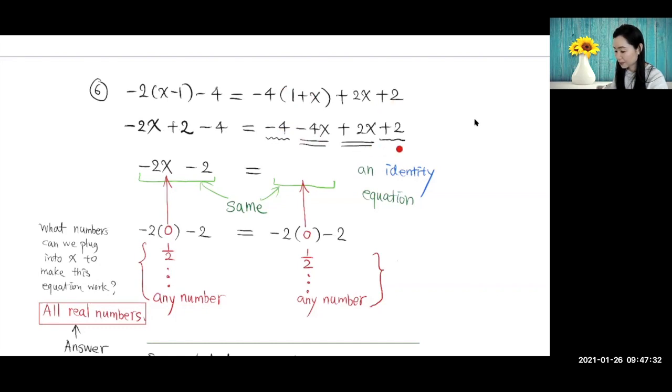And here you copy. Now you combine like terms on the left side. You get negative 2x. 2 minus 4 is negative 2. And on the right side, negative 4 plus 2 is negative 2. So I'm going to put negative 2 here. Negative 4x plus 2x is what?